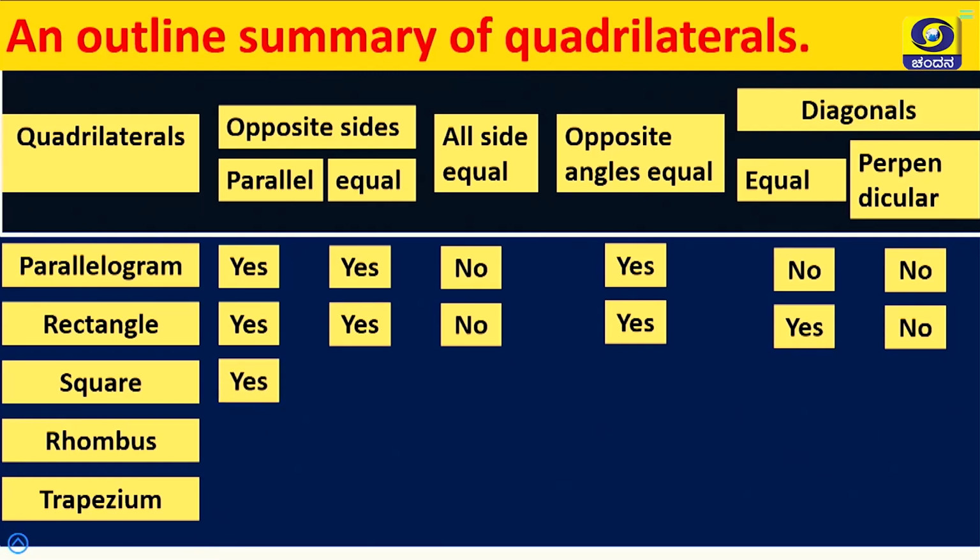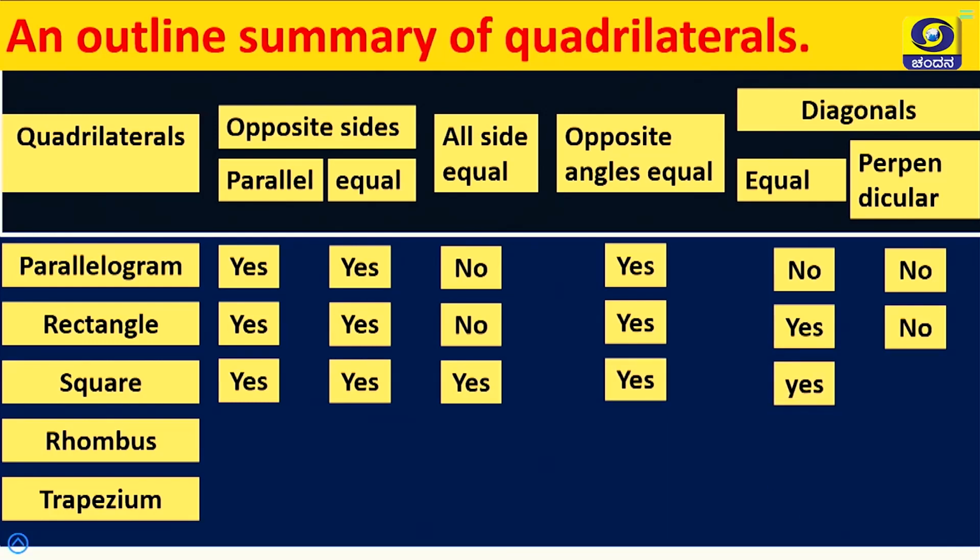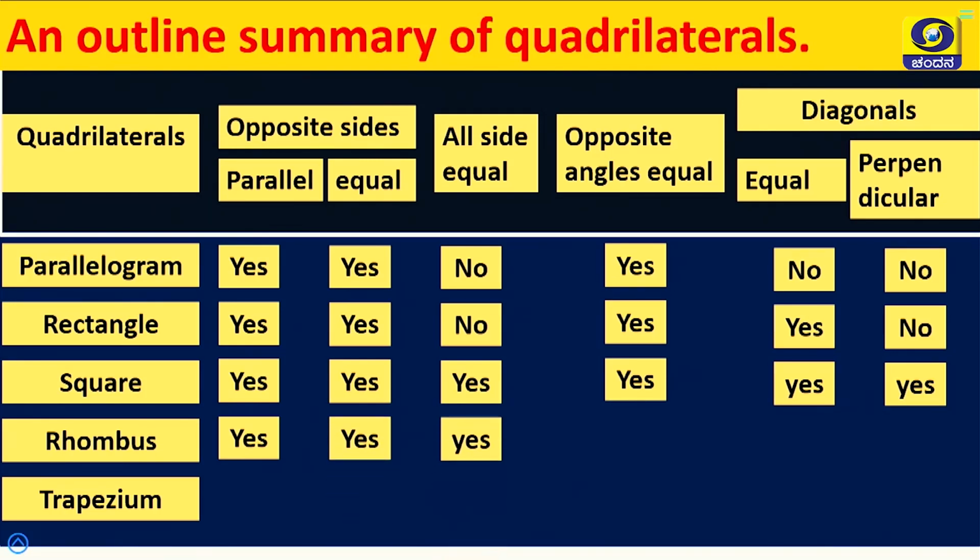In square, opposite sides are parallel and they are equal. All sides are equal. Opposite angles are also equal and diagonals are also equal and they are perpendicular too. In rhombus, opposite sides are parallel and equal also. All sides are equal and opposite angles are equal. Diagonals are not equal, but they are perpendicular.